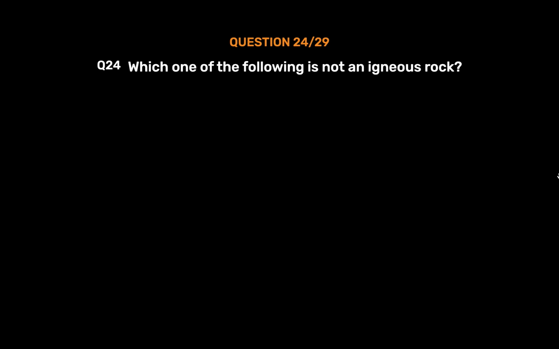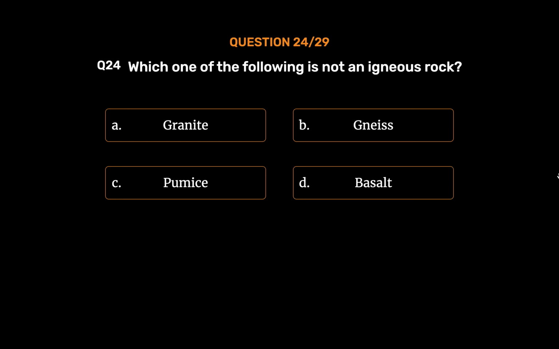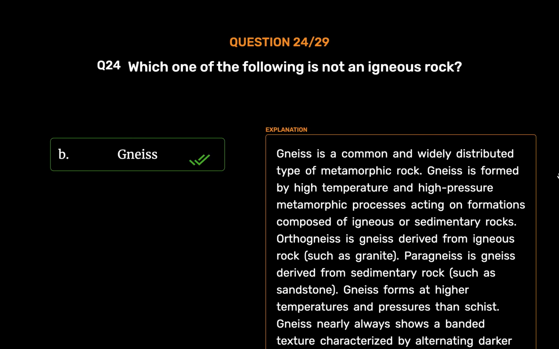Question number 24. Which one of the following is not an igneous rock? Option A. Granite. Option B. Gneiss. Option C. Pumice. Option D. Basalt. The correct answer is Option B. Gneiss. Gneiss is a common and widely distributed type of metamorphic rock.